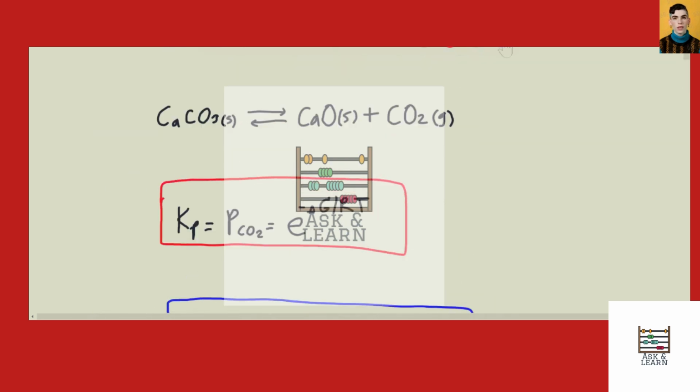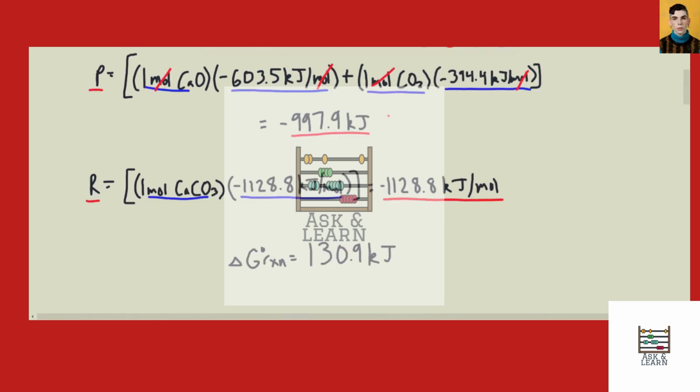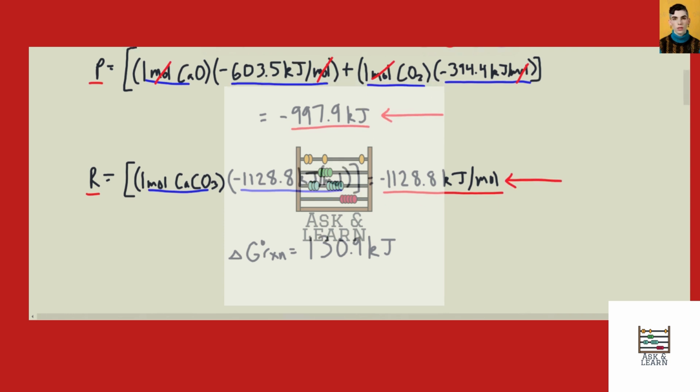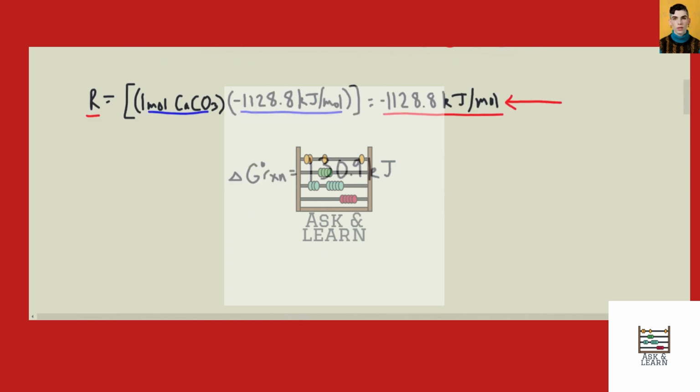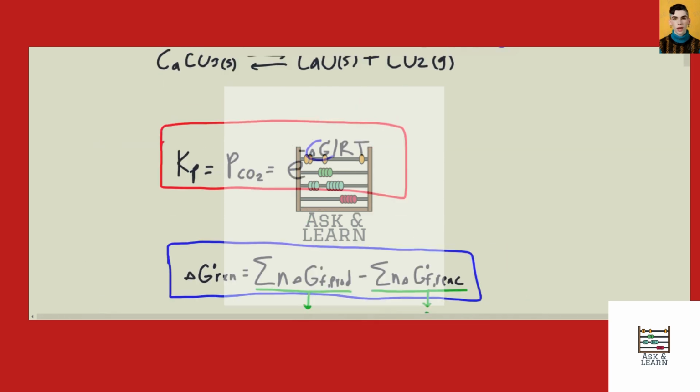And now for the reactants, we see that we have 1 mole of CaCO3. And when we multiply that with its delta G of formation at standard conditions value, we get the total Gibbs free energy change of the reactants. Then we take the total delta G of the products and subtract the total delta G of the reactants. When we do that, we get this final answer for delta G of reaction. And now we can plug that in for this variable in the equation that we are using to solve for the partial pressure of CO2.